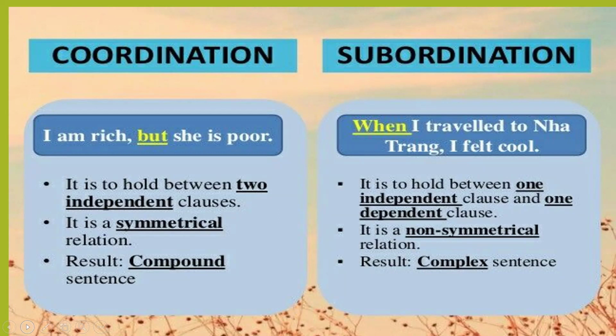Now the next one is subordination. Subordination results in the formation of a complex sentence. A complex sentence is a sentence which consists of one independent clause and one dependent clause. It is a non-symmetrical relation. How? When I traveled to Nha Trang, I felt cool. When I traveled to Nha Trang is the dependent clause; I felt cool is the independent clause. So it holds between one independent clause and one dependent clause. It is a non-symmetrical relation which results in a complex sentence.